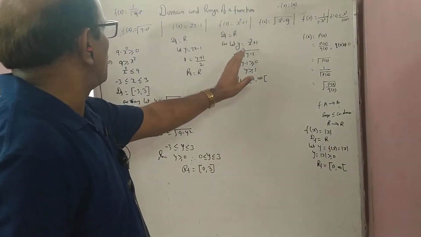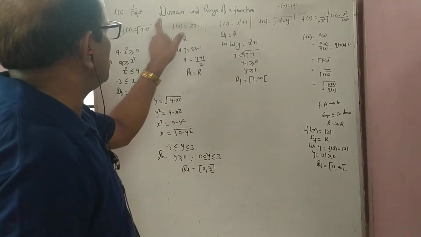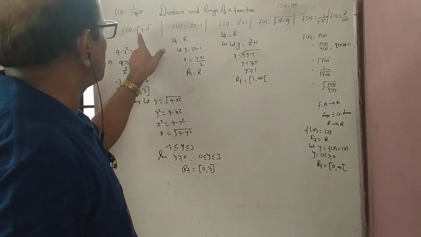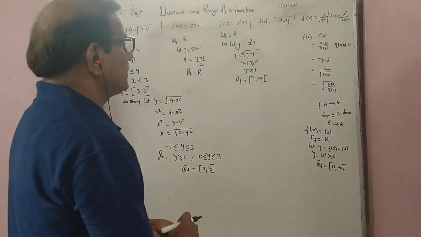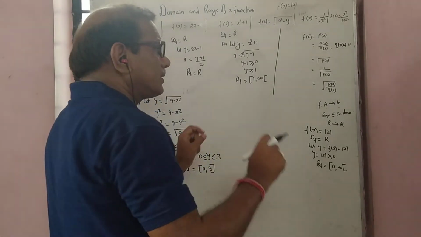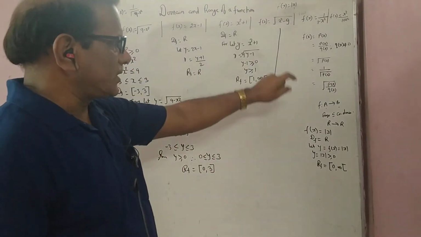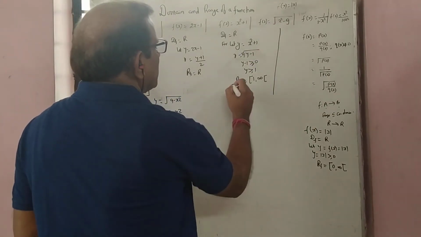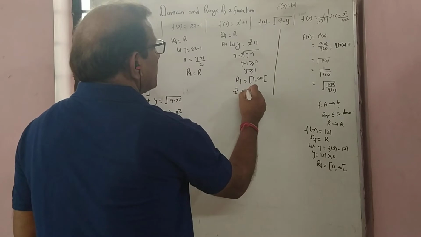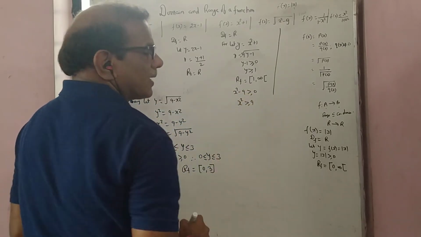Clear? Now coming to this one. What is the difference between this and this? Here it is 9 minus x square and here it is x square minus 9. Come to this also. There is one similarity in both cases, that there is a square root sign. So what to do? X square minus 9 must be greater than or equal to 0. X square must be greater than or equal to 9.